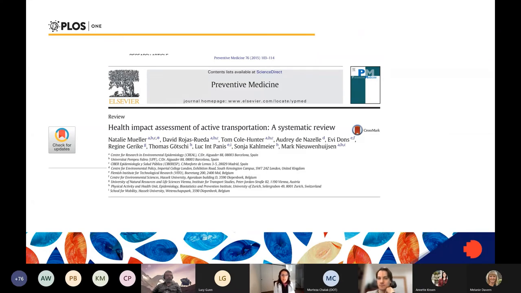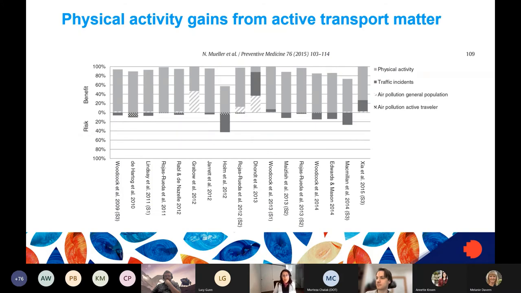An example of this is this study by Natalie Mueller at ISGlobal in Barcelona. They do a lot of work around urban planning and health, where they summarize the evidence from health impact assessment studies of active transport. In this figure here, that is part of this study, they show the proportion of the benefits for the overall health outcomes in each of the studies and the risks of these benefits. What they found is that overall, most of the studies have the greatest gain from improvements in physical activity with detrimental impacts from road traffic injuries and air pollution for active travelers.